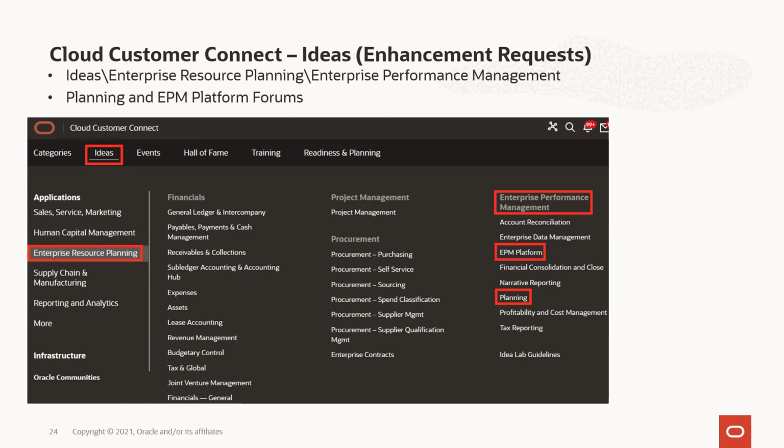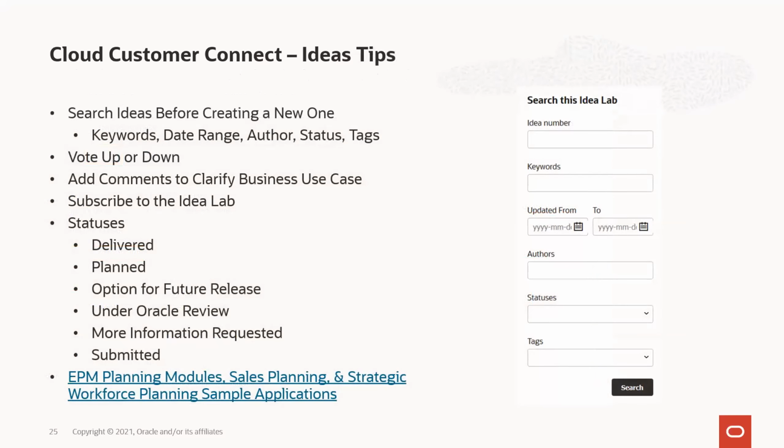So again, we have ideas, enterprise resource planning, and then we have EPM with both a platform and a planning request. And if you get it out on any of them, we normally can move them around to the right spot. But what I think you should do, you get your ideas out there, search the database first. I got a screenshot here of the search capability. It is pretty robust: keywords, authors, or you can look by status, things of that sort.